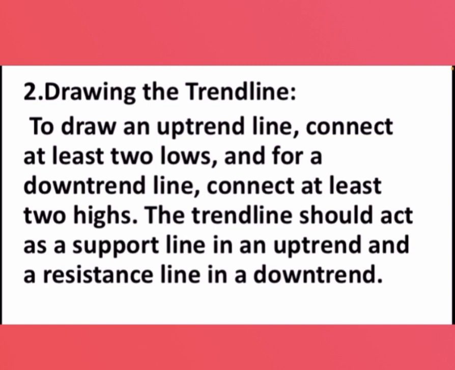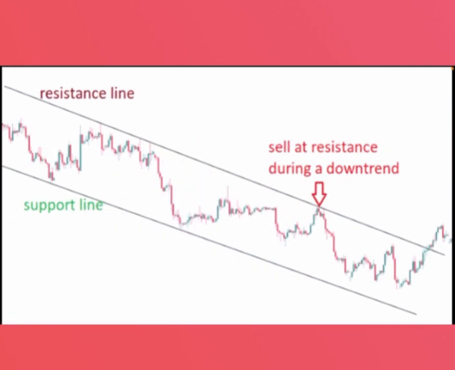You draw an up trend line, connect at least 2 lows, and for a down trend line, connect at least 2 highs. The trend line should act as a support line in an uptrend and a resistance line in a downtrend. Very simple, which I've said already. Okay, and this is it pictorially, because when you see it in picture, you understand it better.